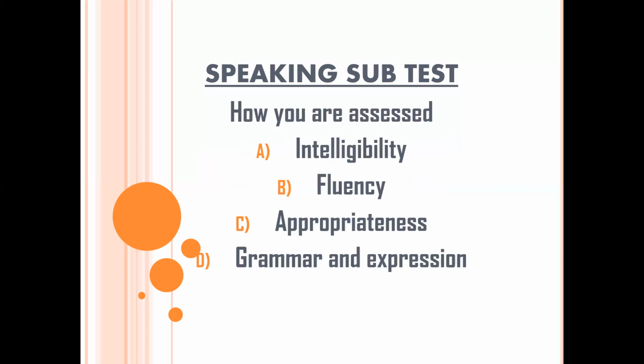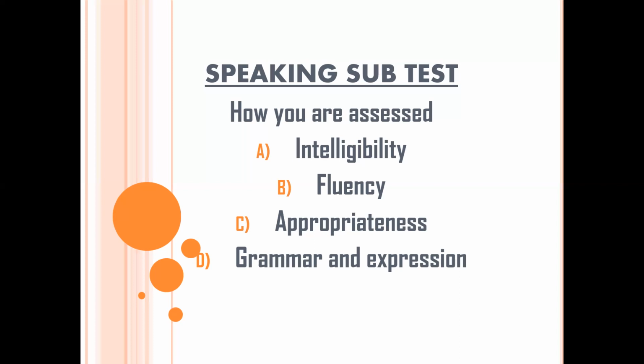Look, there are four categories out there. The first one is your intelligibility, fluency, appropriateness, grammar, and expression. You are going to be assessed in four ways. That means they will check your intelligibility, your fluency, your appropriateness of talking, your grammar and expression. This last one, grammar and expression, is something different. That means you have to learn the grammar, and our grammar video classes are there on the channel that you can watch. I feel that mainly you have to know the parts of speech, tense, active and passive voice, and prepositions definitely, right? These things you have to learn.